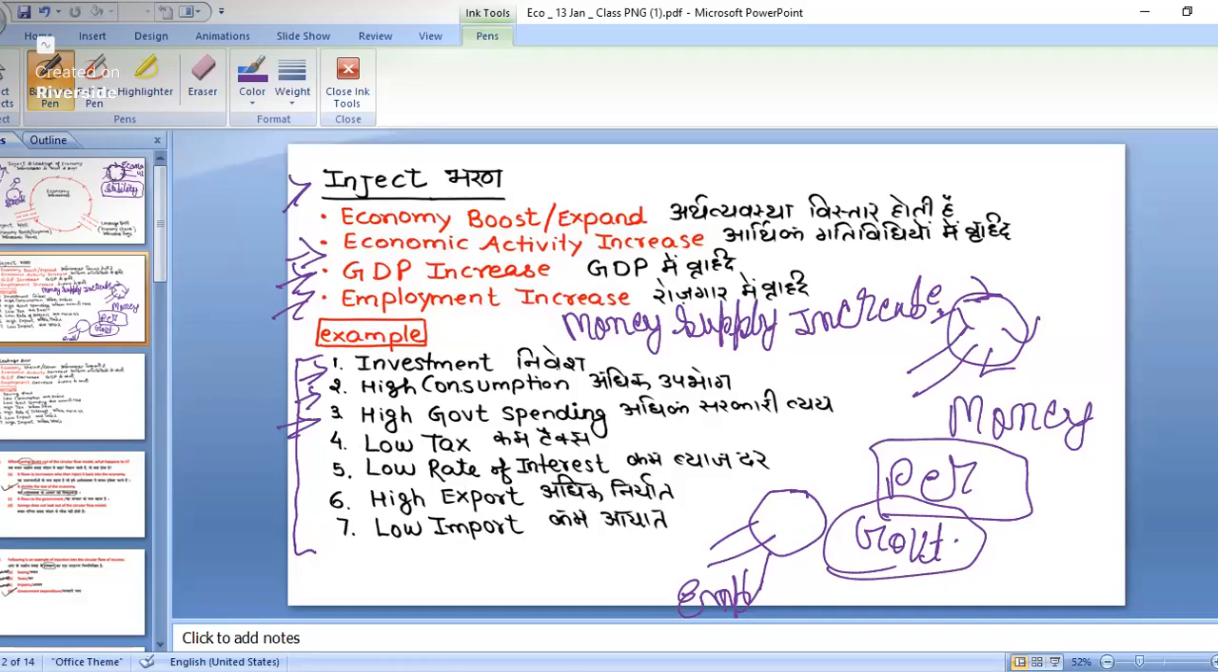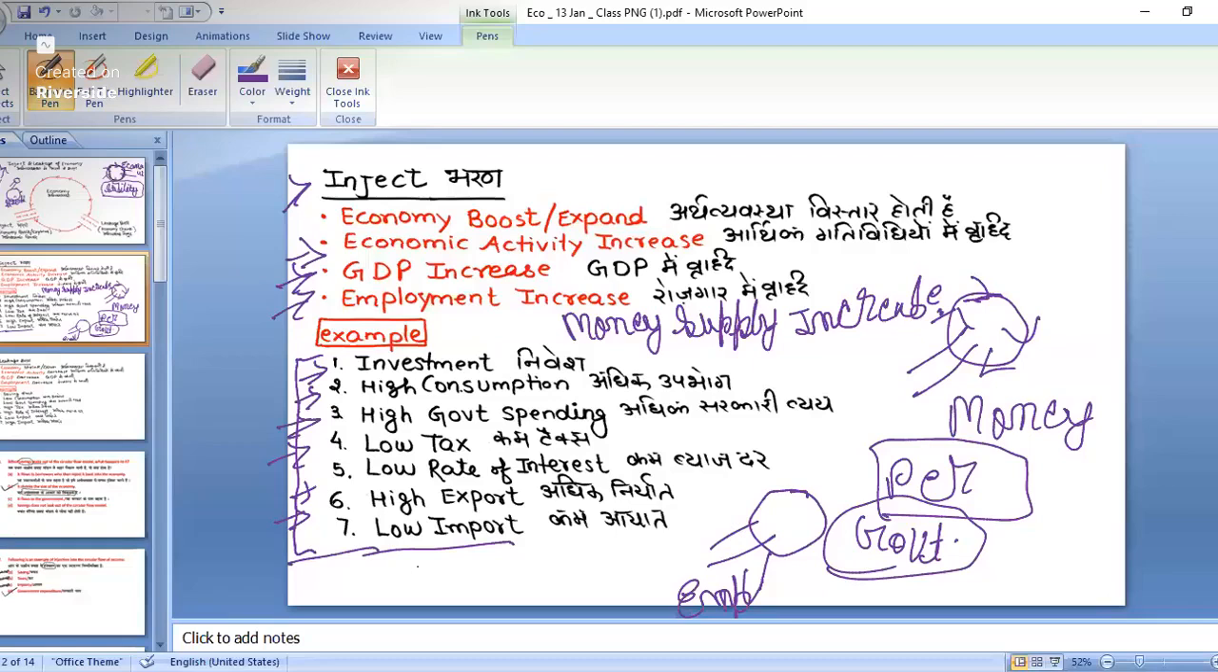So in that case, what will happen? Here the economy will boost. Then if we have low tax, low rate of interest, high export, low import. Why low import? Because the goods will be coming from outside. So when the goods come from outside, there will be a leakage. So that's why we want low import.